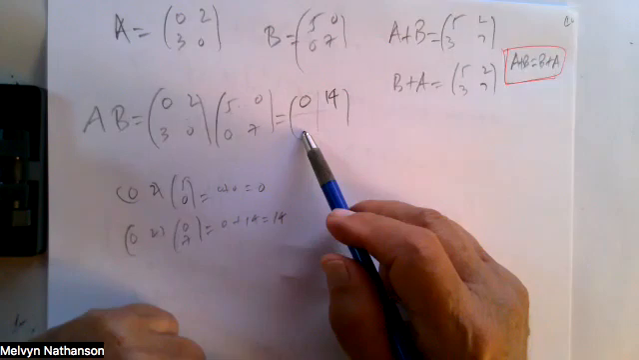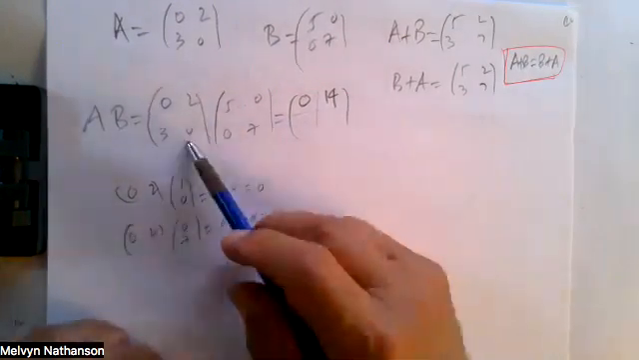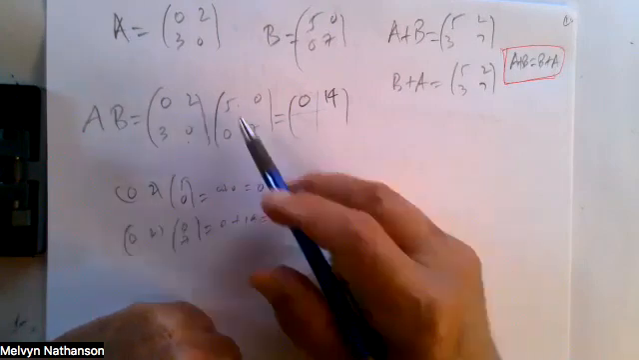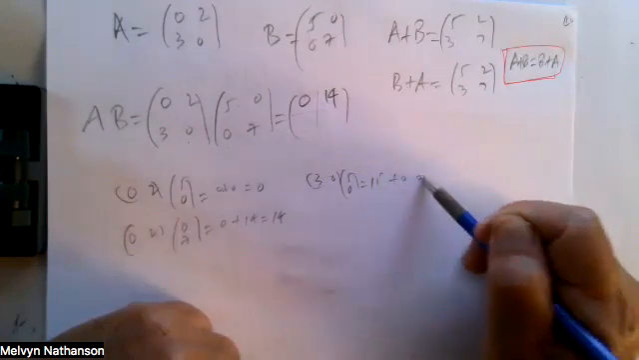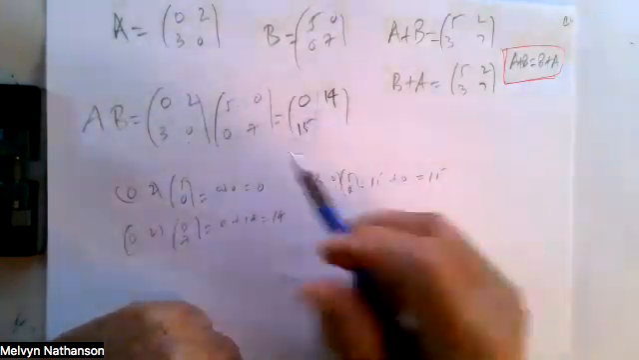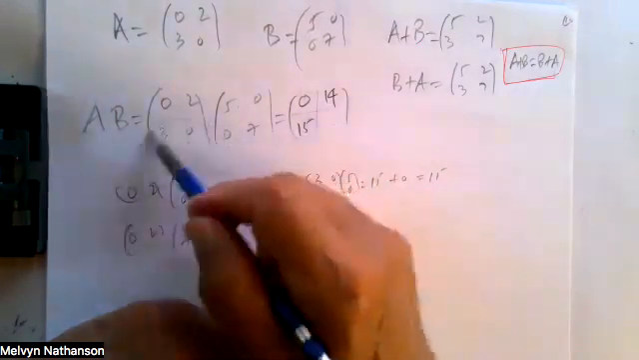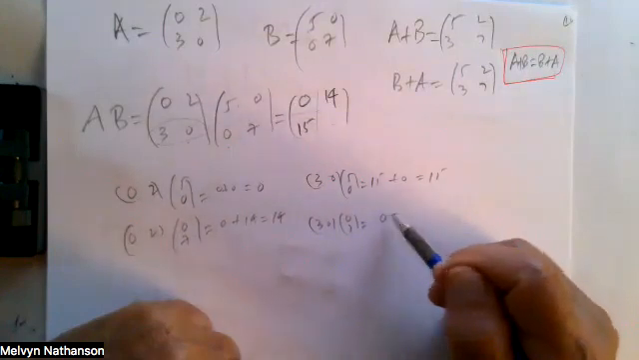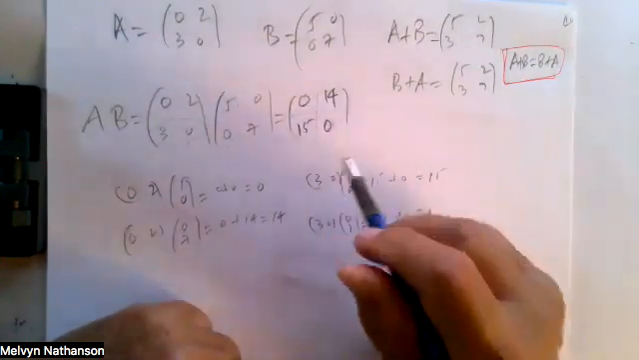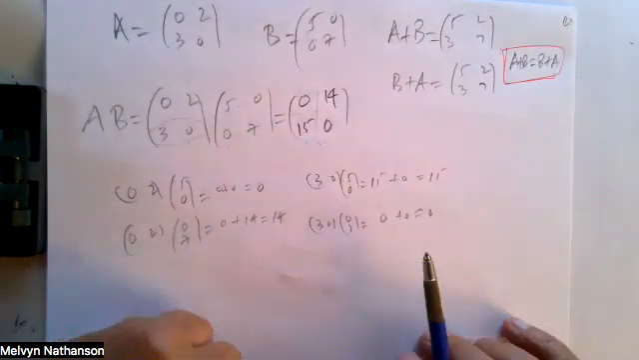Second row, first column. So the second row of A is 3, 0, and the first column of B is 5, 0. That's 15 plus 0, which is 15. And second row, second column, I take the second row and the second column, that's 0 plus 0, which is 0. So this is what AB is equal to. Any questions about that? You really need to check what's going on step by step by step.